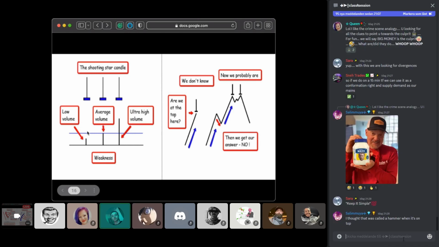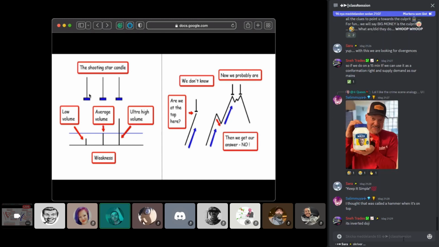It essentially just indicates a weakness in the trend. However, it might be called a hammer. I honestly have no idea. I'm horrible with candlestick names. All I know is matching the volume of the candle. That's how I define my candlestick names. So you can have a low volume shooting star candle, but it's important to know that although it does show weakness, if you truly want to see weakness, you would want to see the ultra high or above average volume.